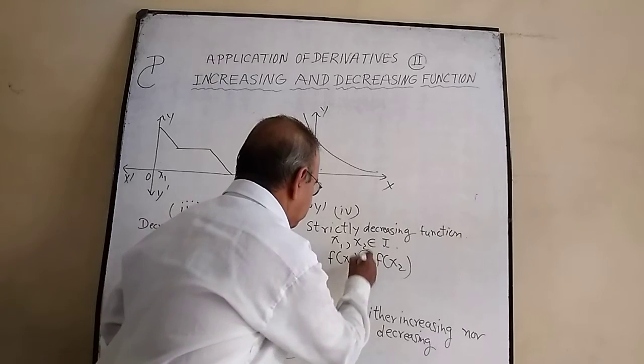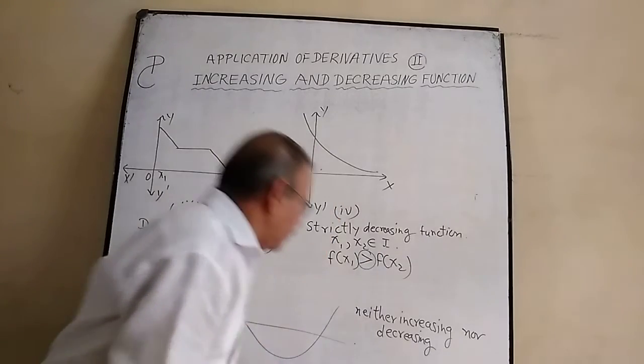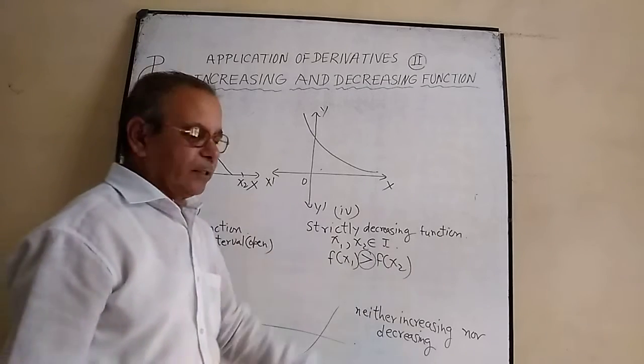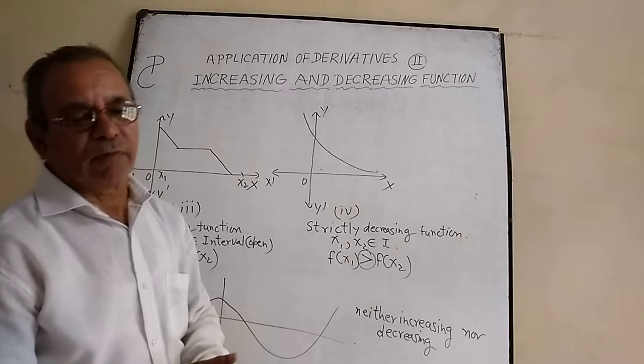This one and this one are greater than or equal to, and greater than, for f(x1) and f(x2). So this is the strictly decreasing function.